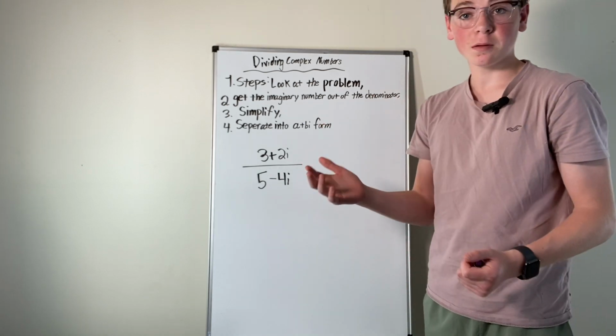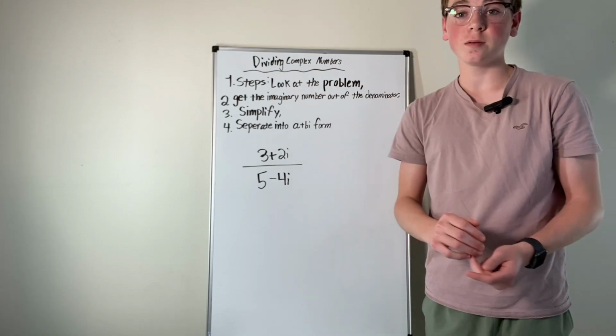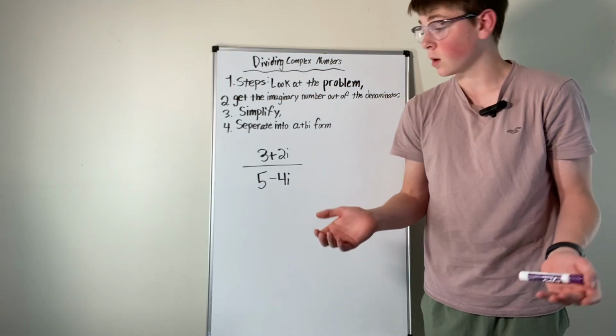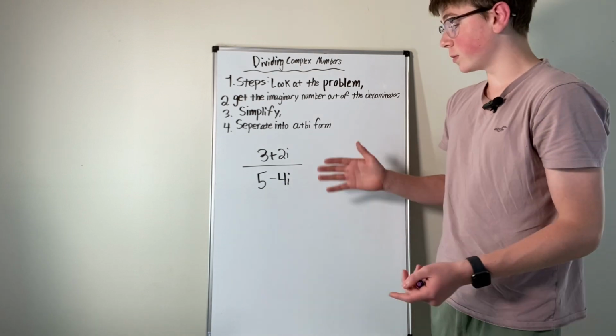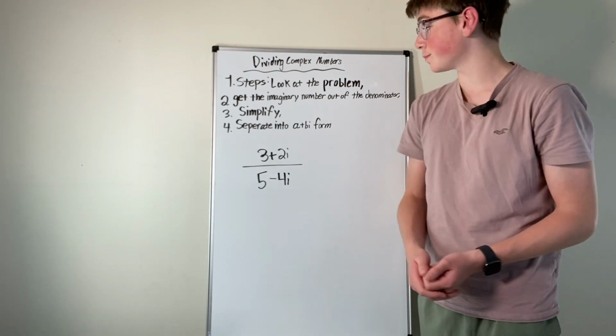So I separated the process into 4 simple steps. First, you're going to look at your problem, right? Our problem is going to be 3 plus 2i divided by 5 minus 4i.